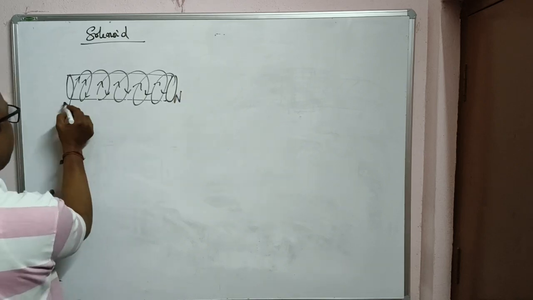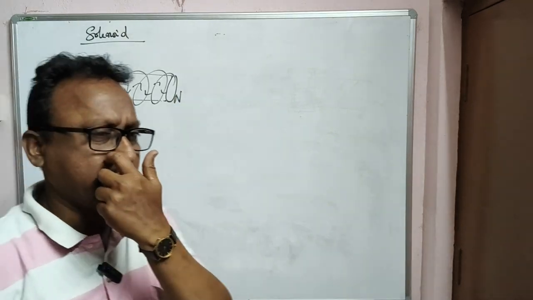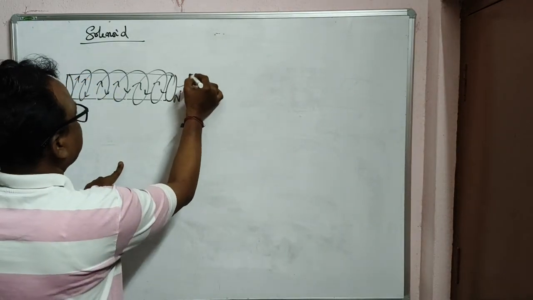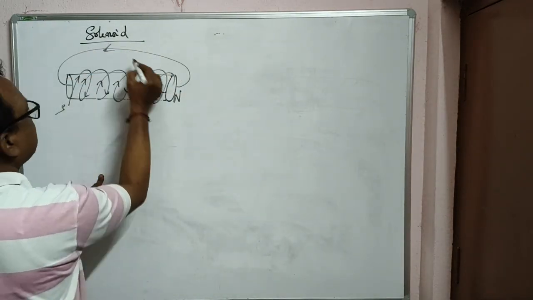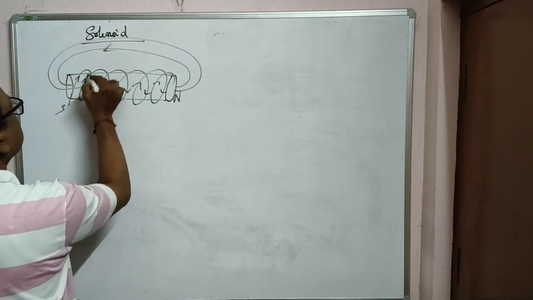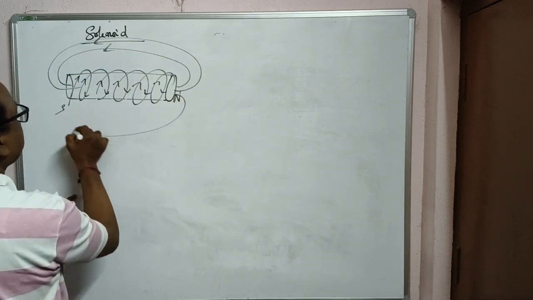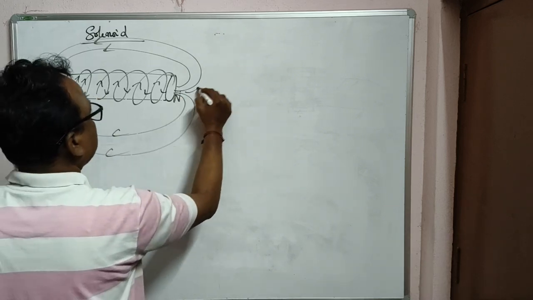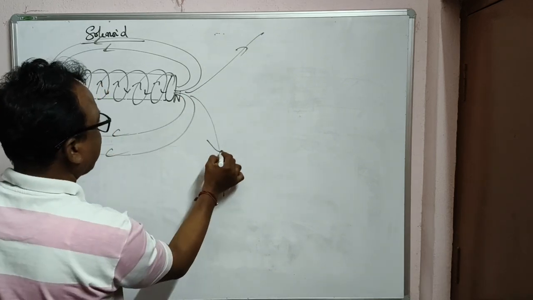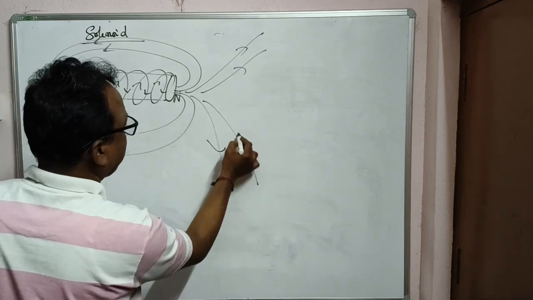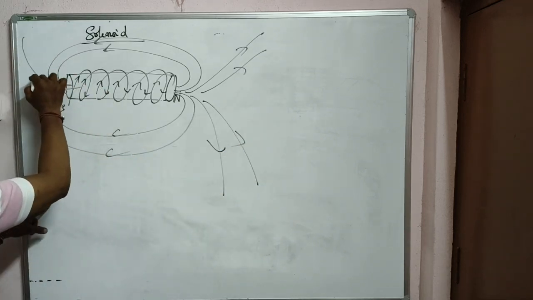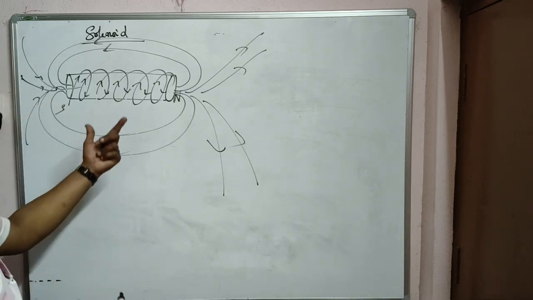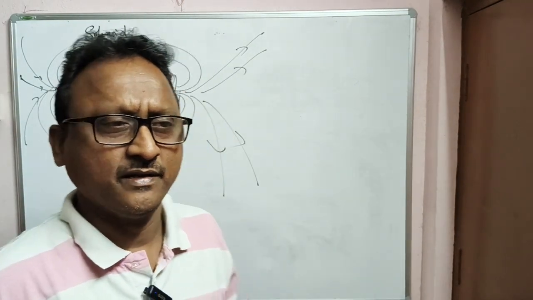And for example, this is north. Already I told you a current carrying coil behaves as a magnet. So from the north pole you can see the field lines going north to south, north to south. Just like a magnet. I told you before, any current carrying coil behaves like a magnet. Clear? So this is the main function of the solenoid.